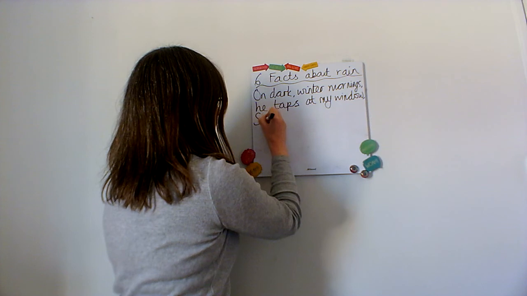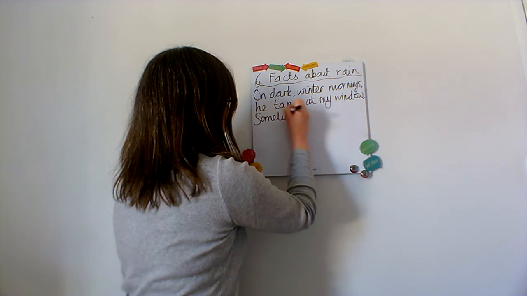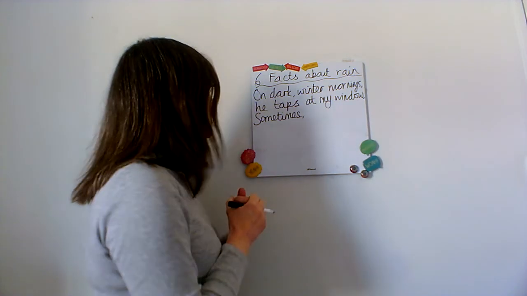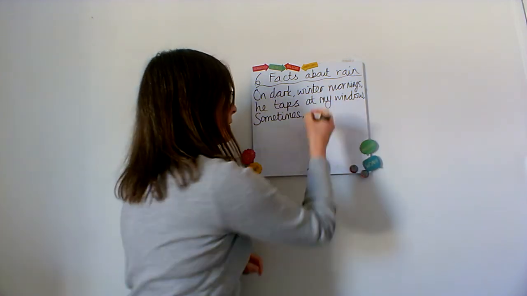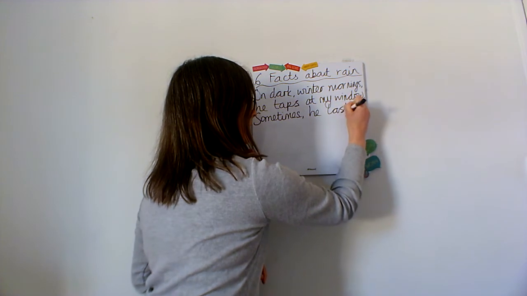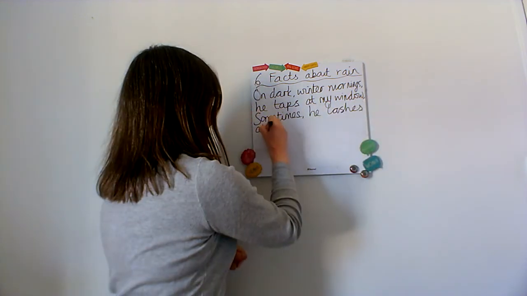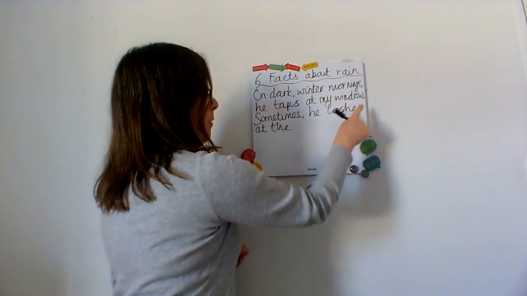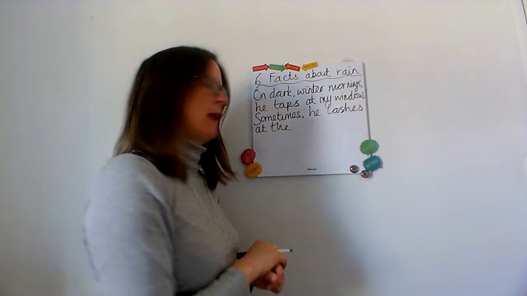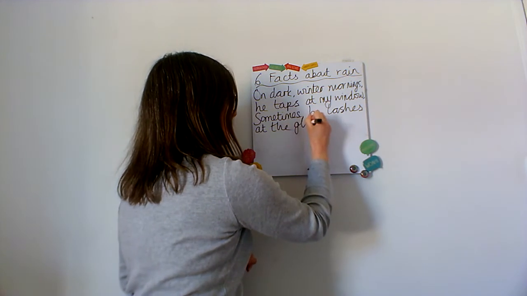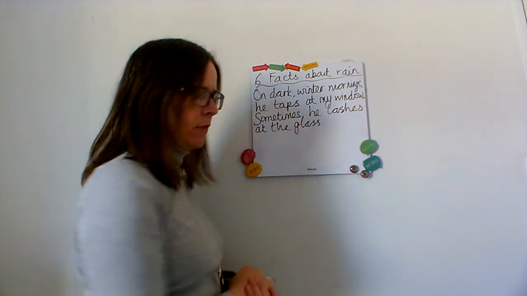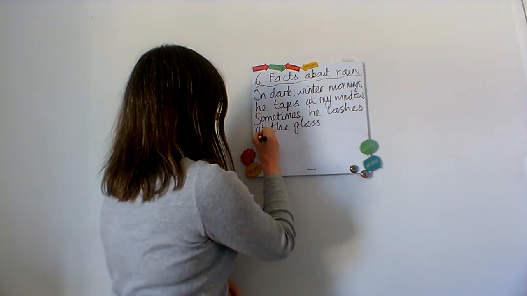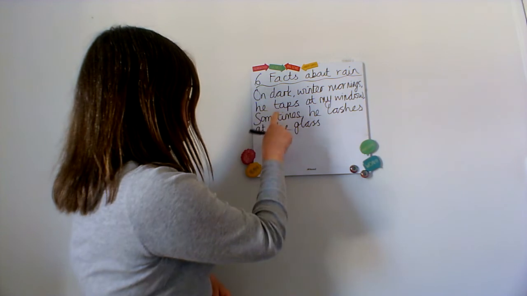And then I'm going to use another fronted adverbial. You know how sometimes you get woken up in the middle of the night by the rain when it's really strong. So on dark winter mornings, he taps at my window. Sometimes he lashes at, this would probably be one line, I think. Or I might go on to the next line. I don't know, I'll have to think about that when I edit it. Sometimes he lashes at the glass, instead of saying window again. Sometimes he lashes at the glass. Where shall I put? Sometimes he lashes.